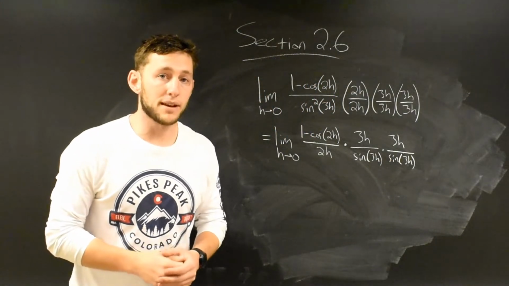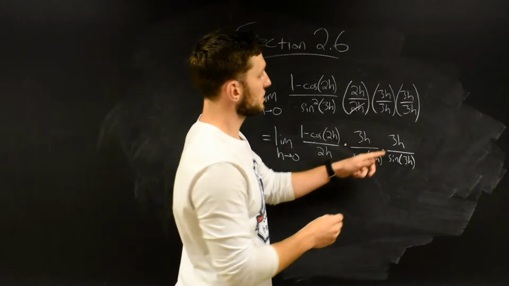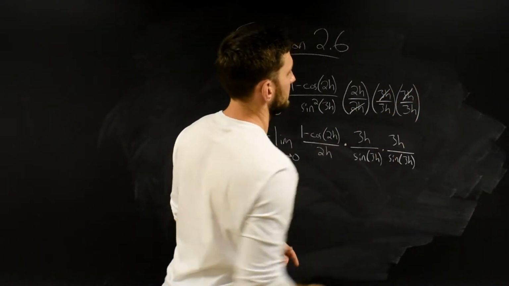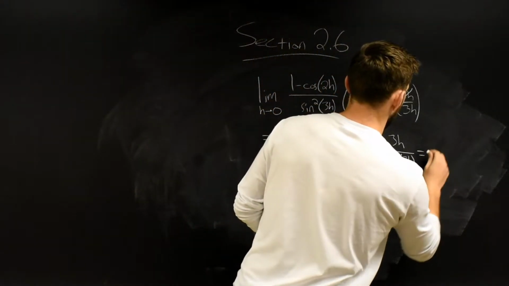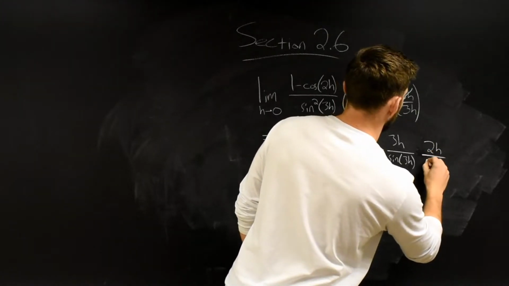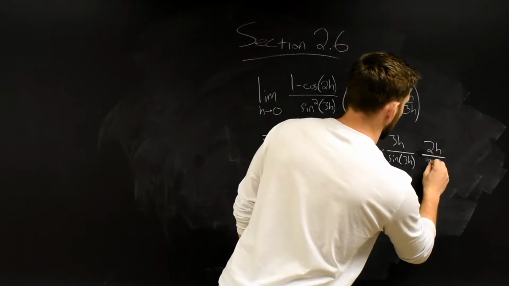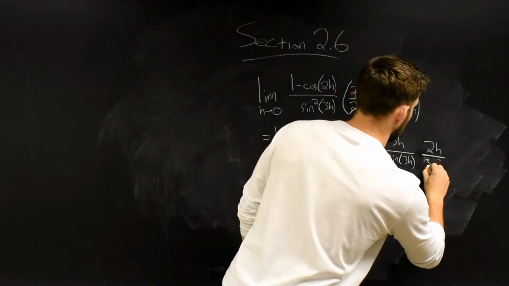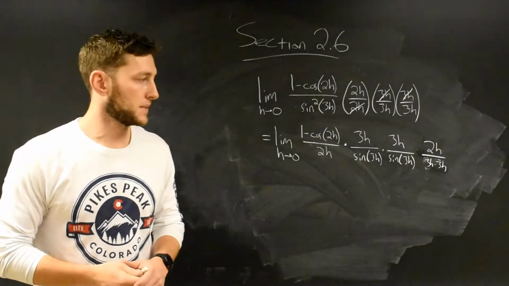Now let's track what's left over. I used one 2h on bottom, and I used two 3h's on top. This leaves me with a 2h on top, and 3h times 3h, so 3h squared, just with different parentheses, on bottom.